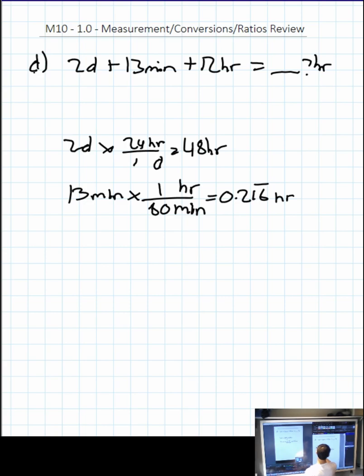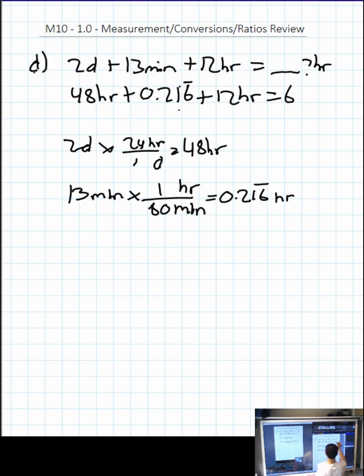So let's start off with 48 hours plus 0.216 repeater plus 12 is equal to 60.216 repeater hours. All right, so a quick logic check. Is 2 days, 13 minutes, and 12 hours about 60 hours? Absolutely. Let's circle our answer. Awesome.